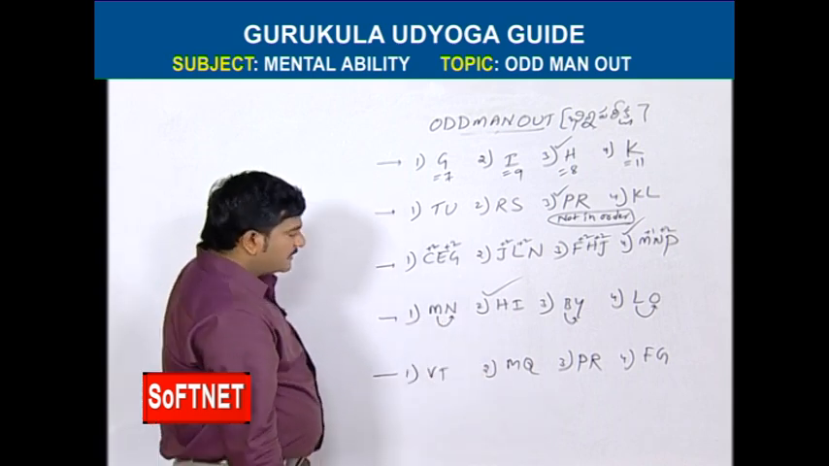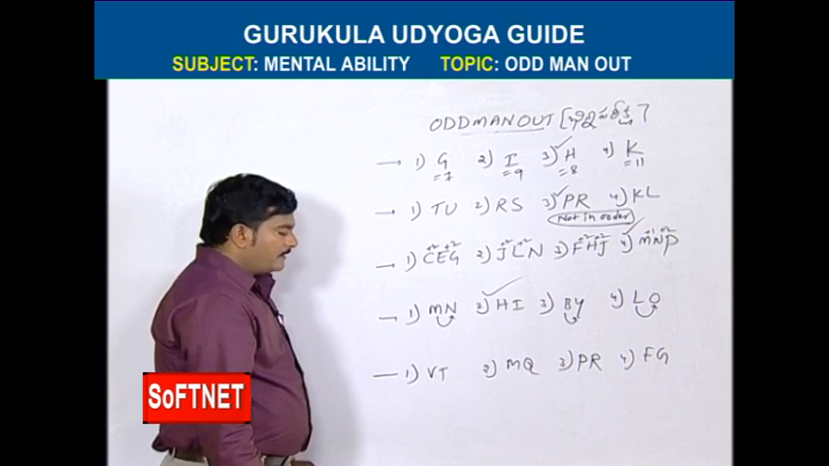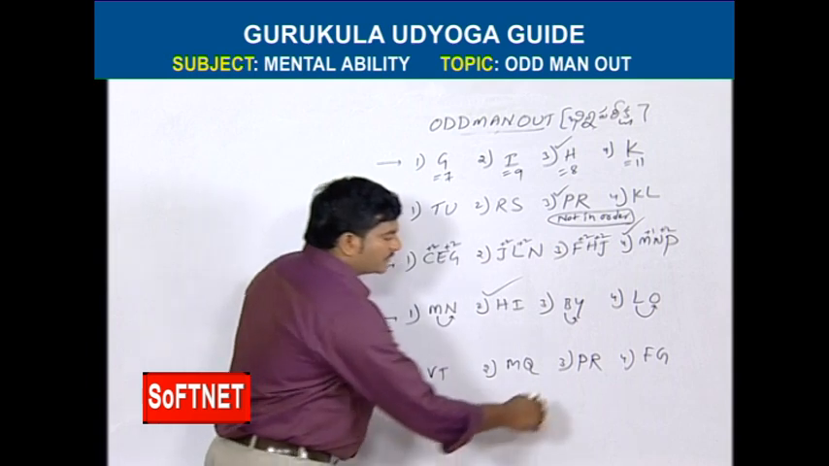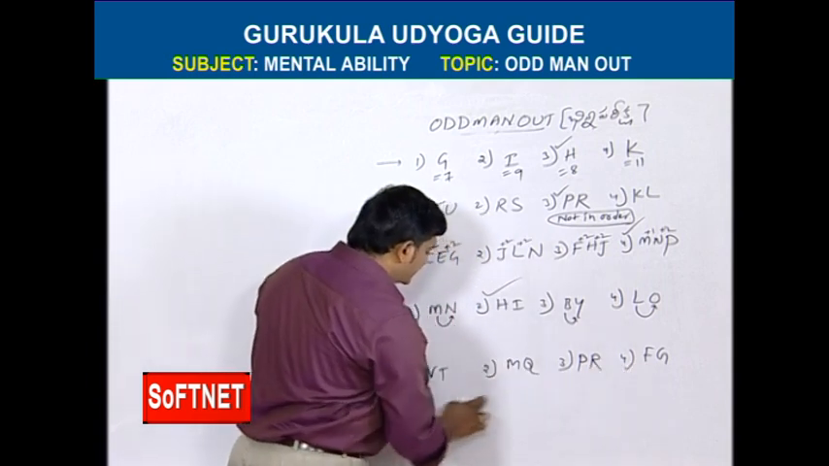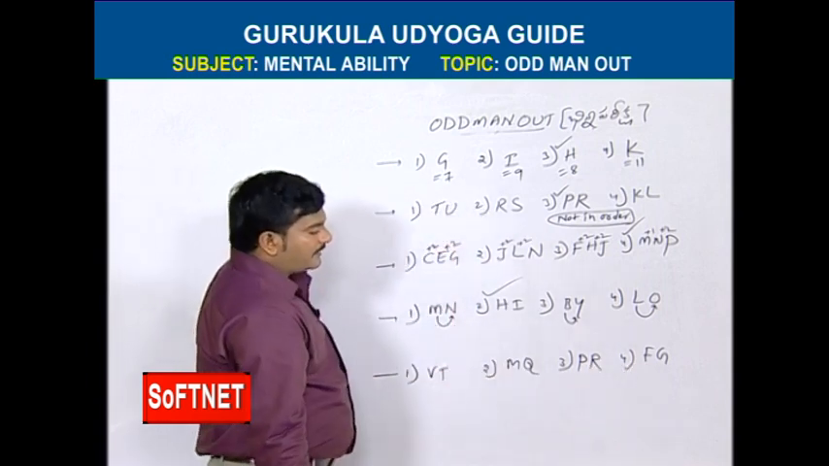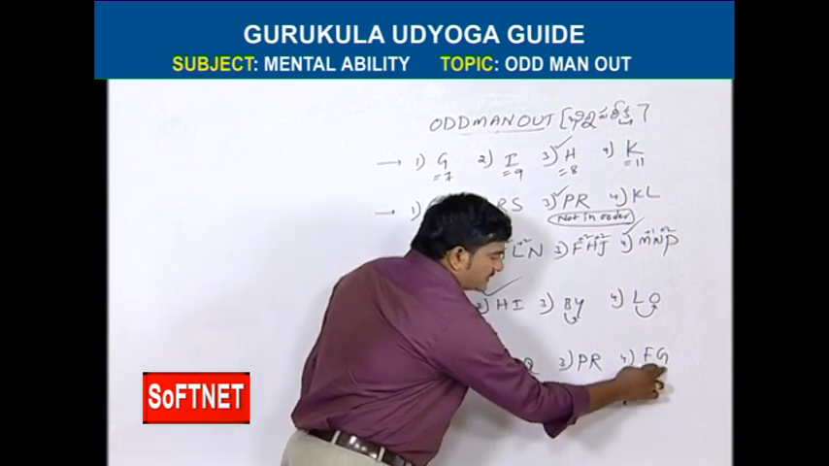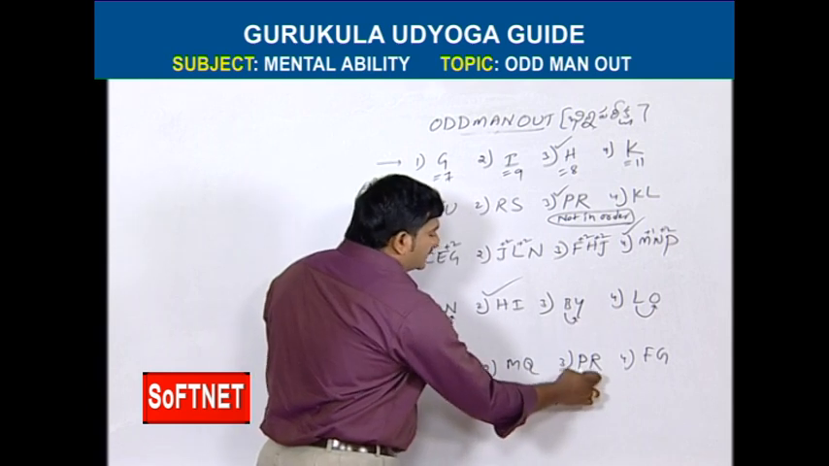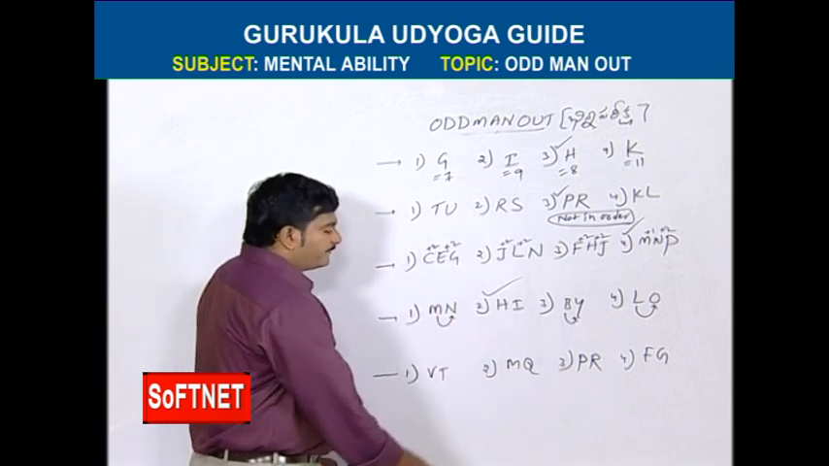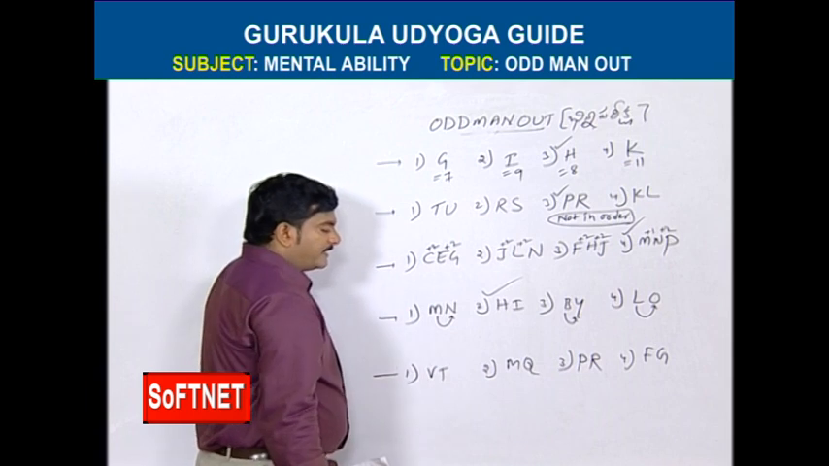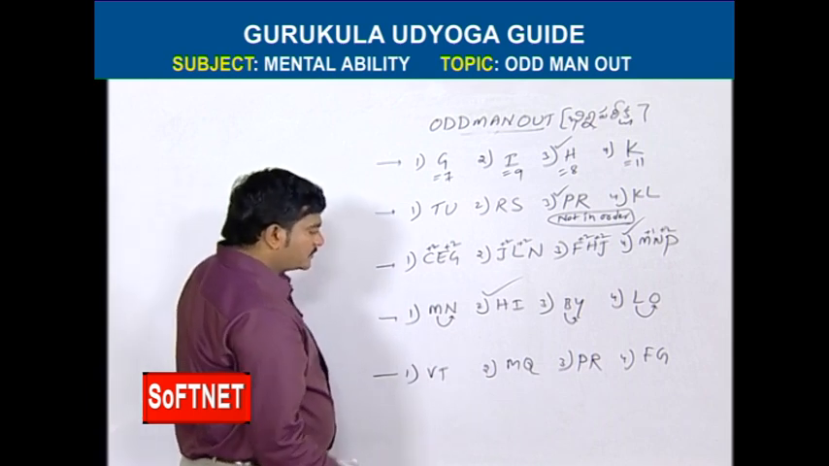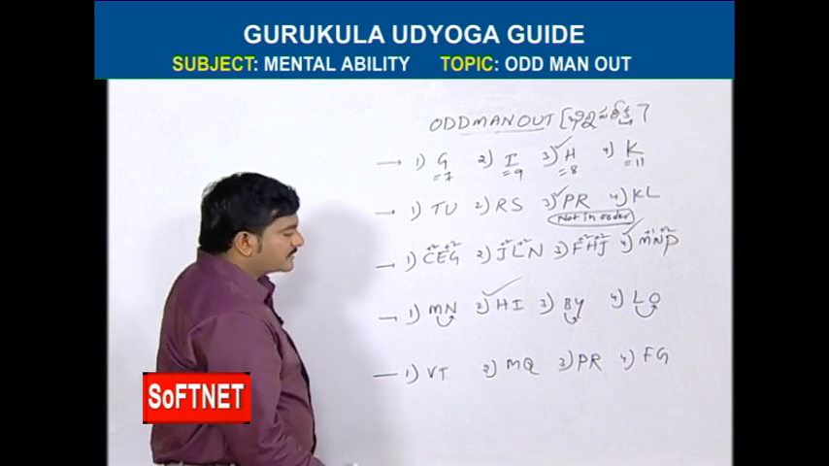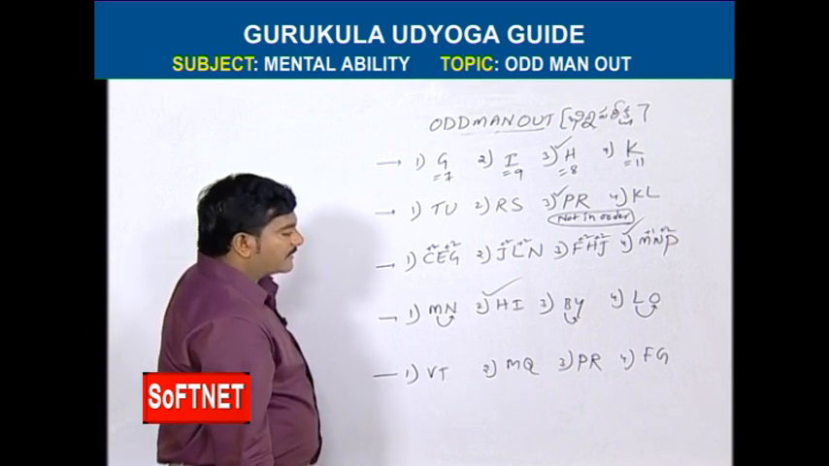See, observe here. VT: difference how much there? Just observe, is it increasing or decreasing? It is increasing, increasing, increasing, decreasing. FG: F means 6, G means 7, there is a one letter gap. PR: 16, 18, a 2 letter gap. 13, 17: a 4 letter gap. So the difference between any two alphabets is not the same. That's why it is not the concept.